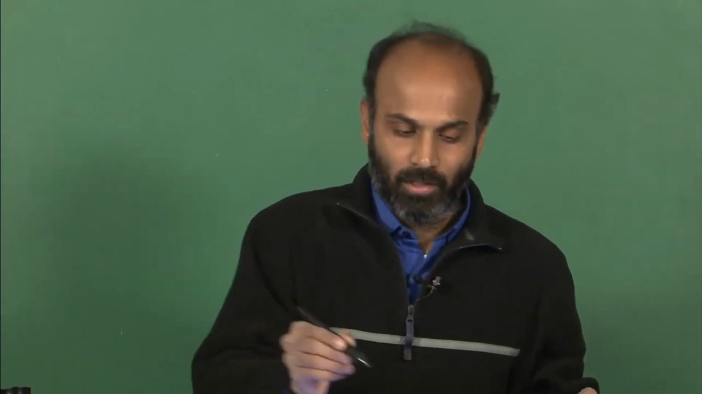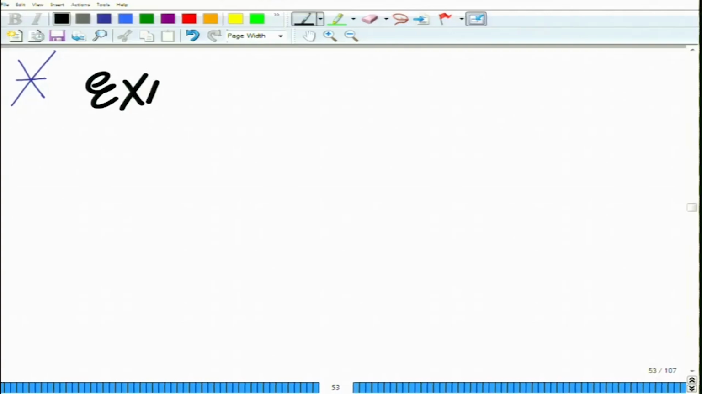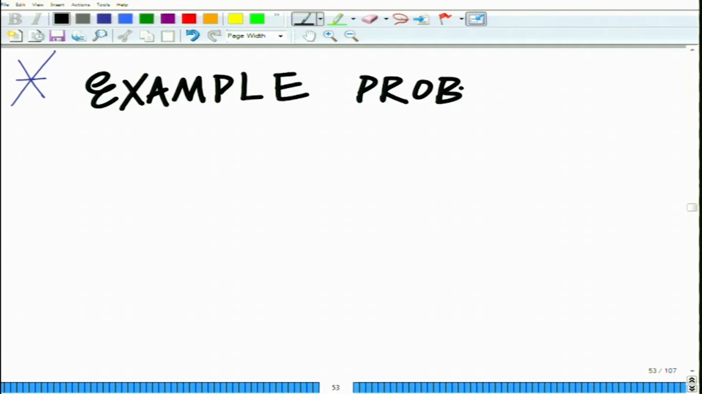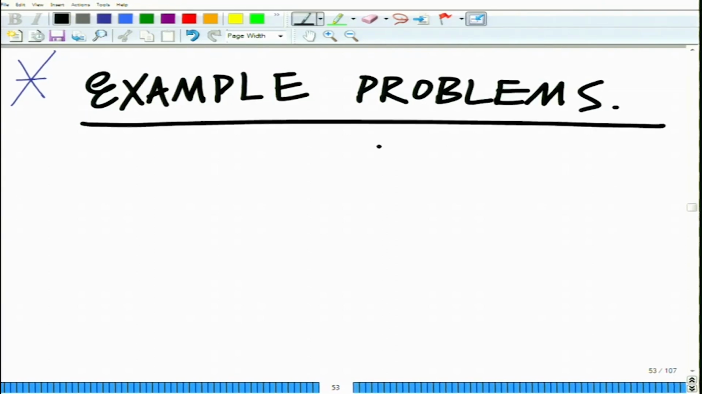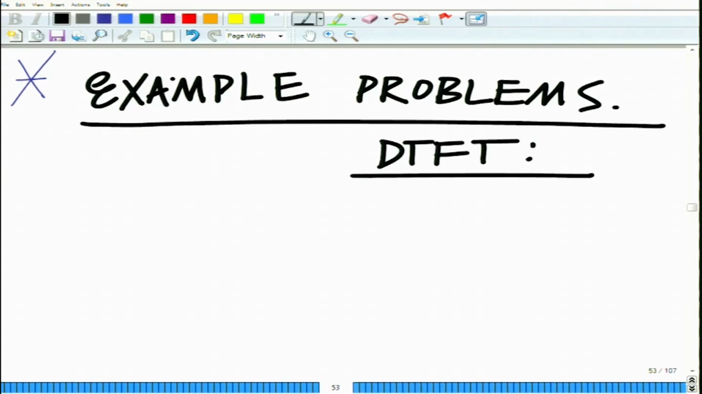So, we are looking at example problems in DTFT, that is the discrete time Fourier transform. So, let us continue our discussion. Alright, so we are looking at example problems in DTFT. Okay, and so let us start. This is problem number 10 if I remember correctly.